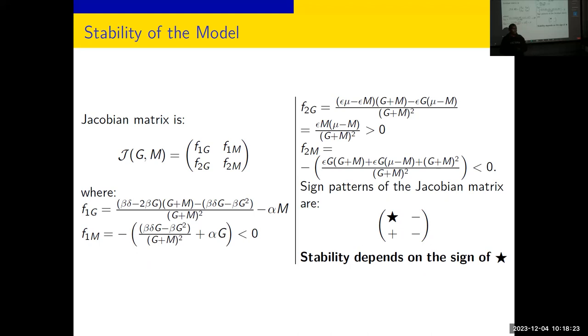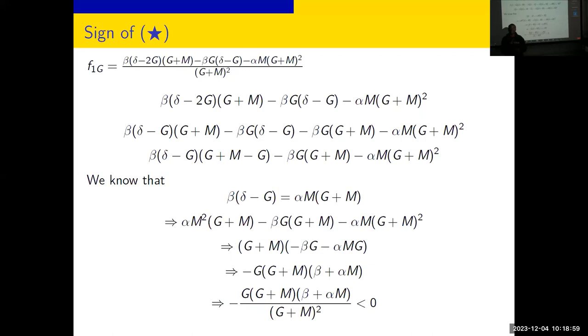And then from the computation, it's very clear that the signs of F1M, F2G, and F2M are clearly defined. By saying clearly defined, I mean we can actually determine whether the signs are positive or negative. But then for the first term in the Jacobian, F1G, the sign of the expression is determined by what you have in the numerator. And we were able to simplify this algebraic expression and see that the term is actually negative.